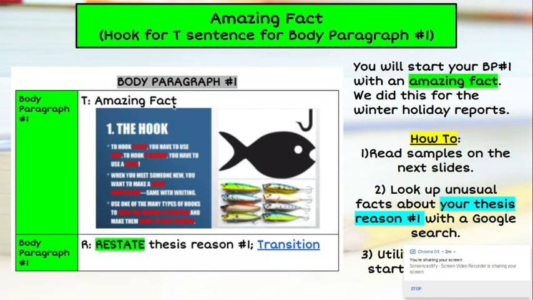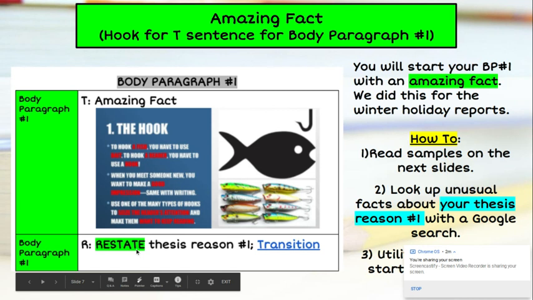To use an amazing fact, you want to hook the reader. You'll start off your body paragraph number 1 with an amazing fact. That amazing fact should relate to your restate idea.